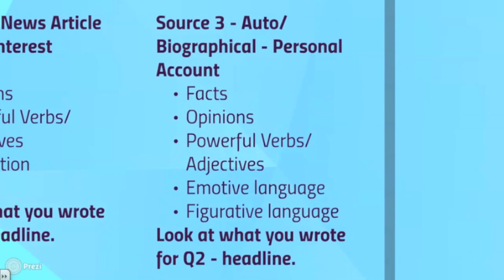Again, sorry about the mistake about that bottom bit, look at what you wrote for question 2 in the headline. But yes, you need to make sure for source 2, look at what you wrote for question 2. And then with this one, you can see facts, opinions and powerful verbs and adjectives come up yet again. So you're beginning to see a pattern, I hope, that you immediately have got 3 different language features that you can comment on in each of the different sources. And they're easy to compare because they appear in all of the 3 sources.